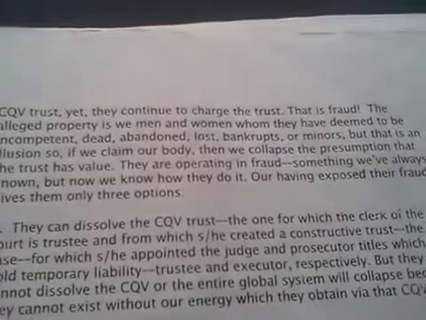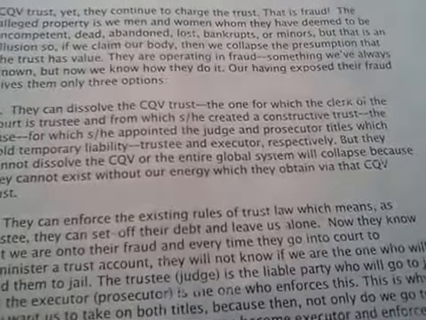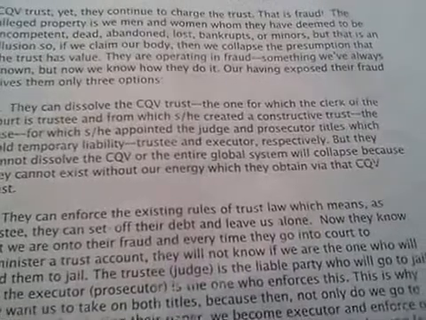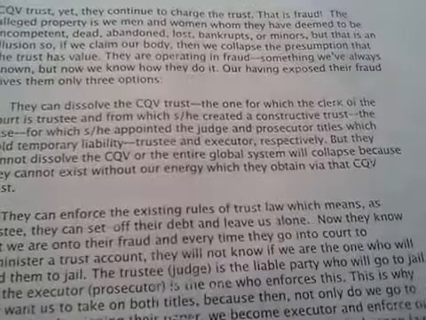They're operating fraud, something we've always known. But now we know how they do it. Our having exposed their fraud gives them only three options. One, they can dissolve the CQV trust. The one for the clerk of the court is a trustee and from which he or she created the constructive trust, which is the case for which he or she is appointed the judge and prosecutor, titles which hold temporary liability, trustee and executor respectively, but they cannot dissolve the CQV, or the entire global system will collapse because they cannot exist without our energy, which they obtain via that CQV trust.